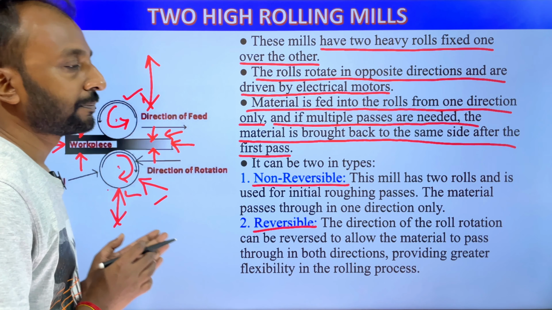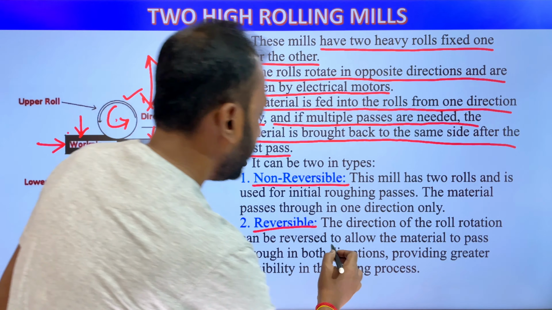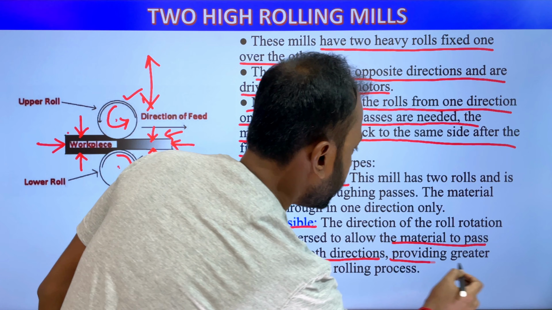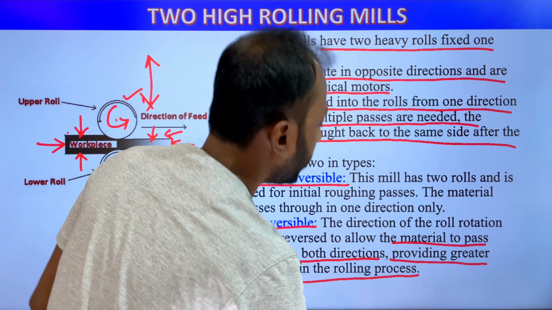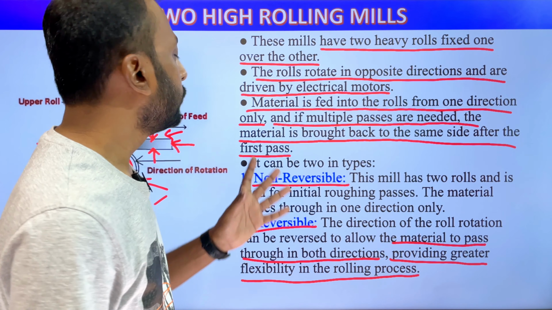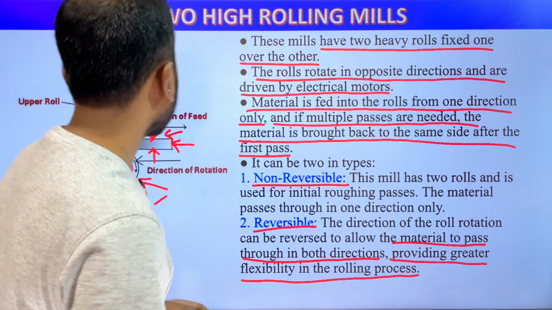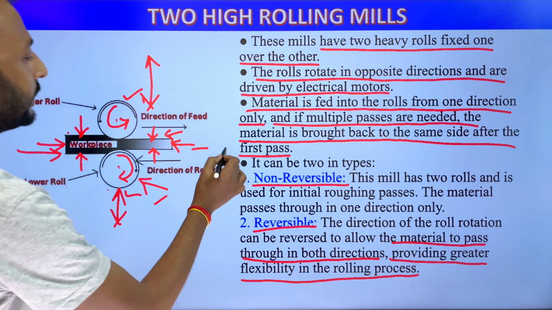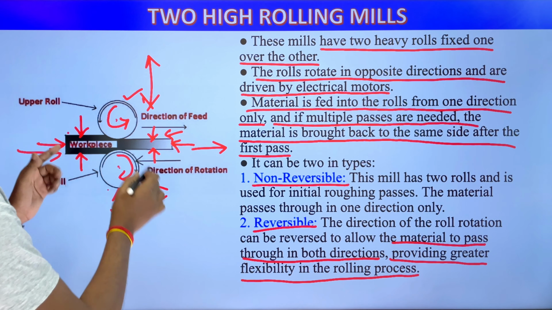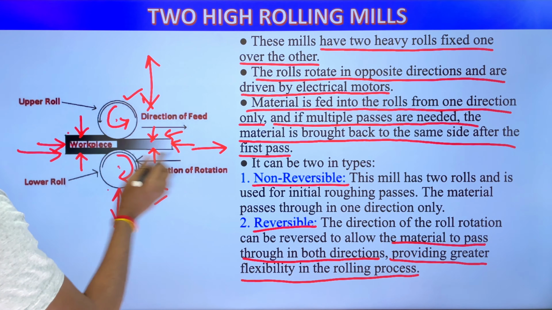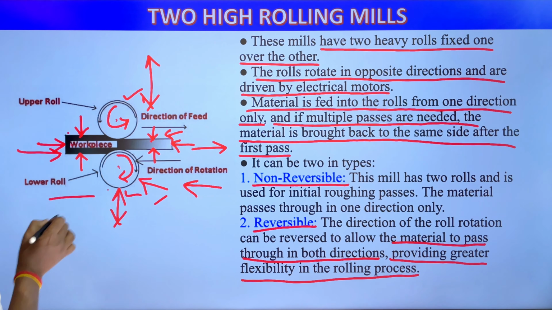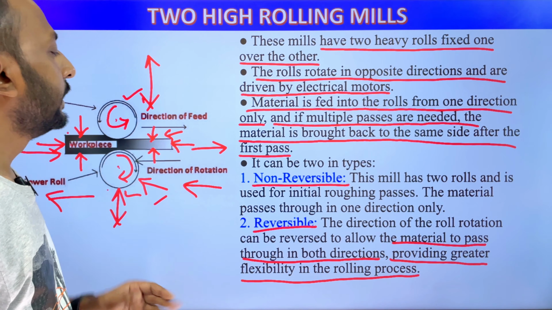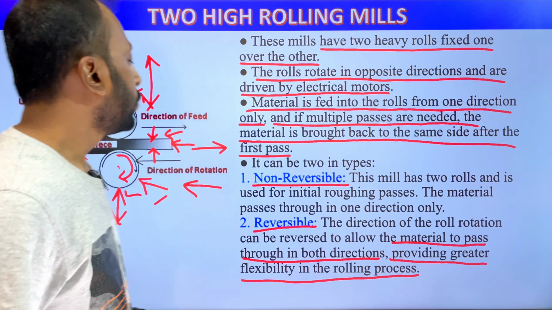What is the benefit of this? The benefit is that it allows the material to pass through in both directions, providing greater flexibility in the rolling process. So in a reversible 2-high rolling mill, we get more flexibility. That means if we pass this material from left to right, after one pass the material will be reversed, right to left. So the surface of the material will be smoother than after the first pass. This is the advantage of reversible 2-high rolling mills.